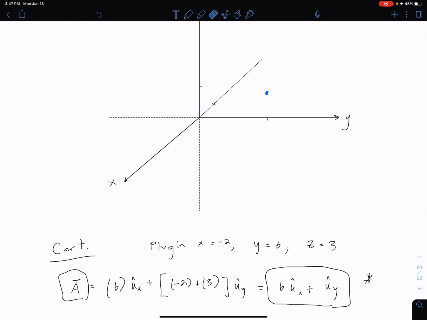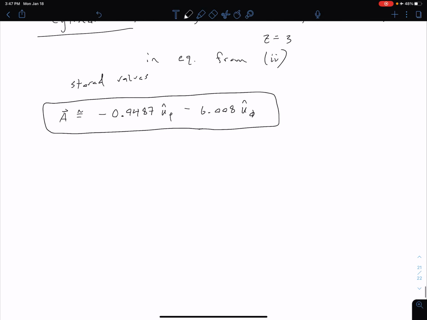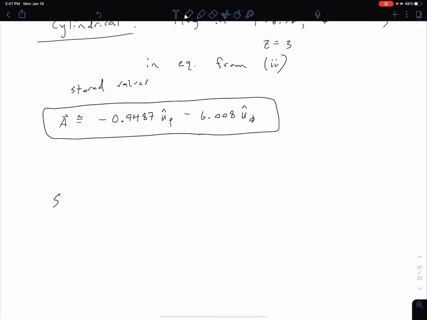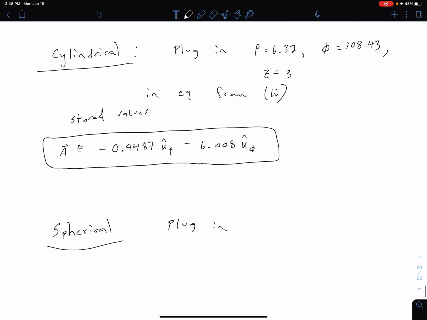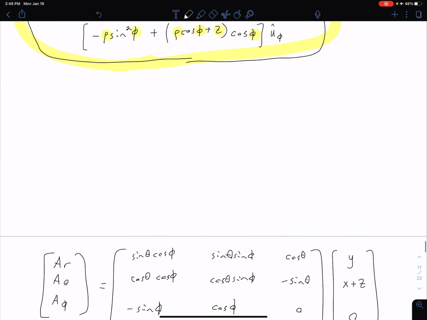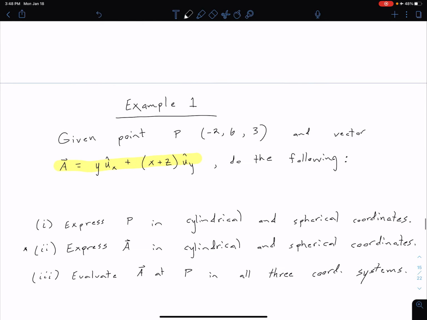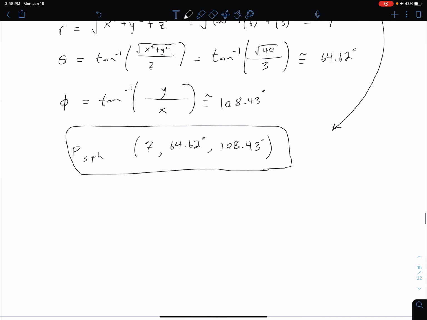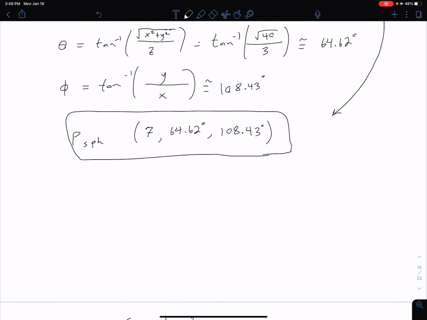Okay, so finally, let's go through that same process with our spherical. So now we're looking at our spherical case. And again, we're just going to plug in our results from part 1 into our equation from part 2. So one more time, let's just scroll up through here, just so I don't have to copy this big mess of an equation. All right, so here was our results from part 1. We found that our spherical representation of point P was 7 for R, 64.62 for theta, and 108.43 for phi.